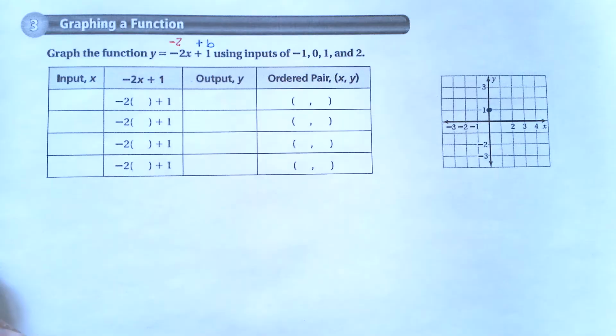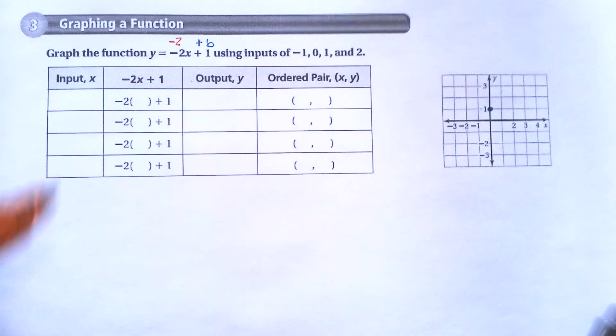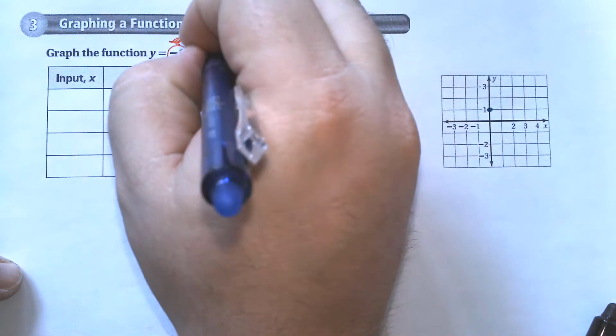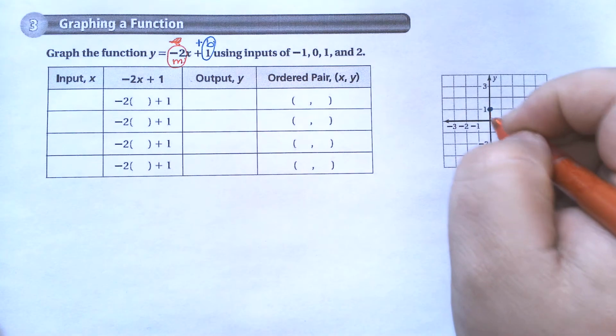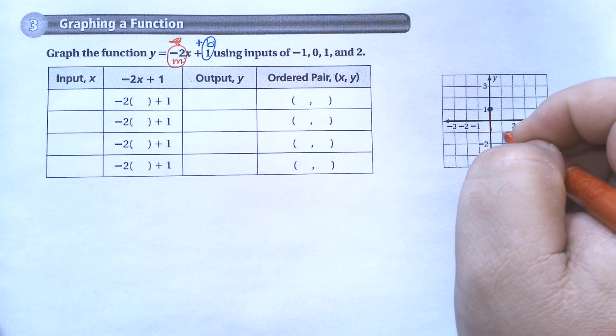because of our slope. Sorry, I meant to put m there. I just rewrote the same thing. So down here, m is -2, b is +1. So here's our b, and we're going to go down 2 times and over once.